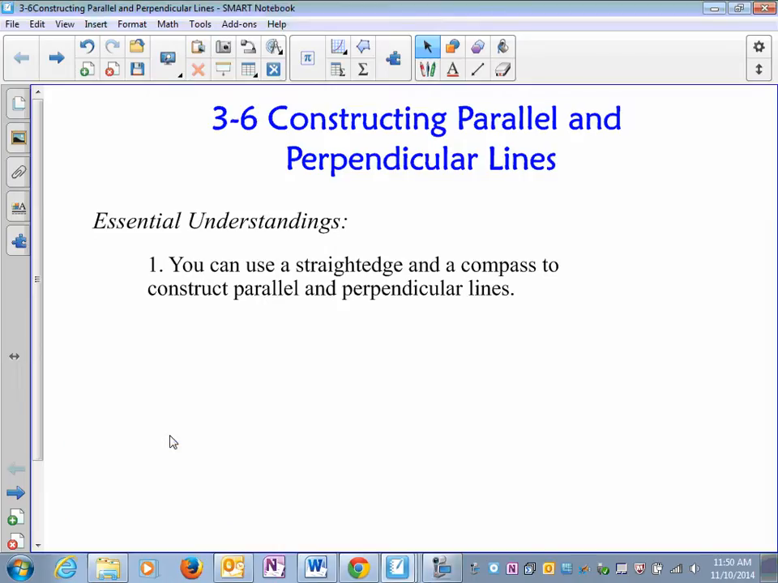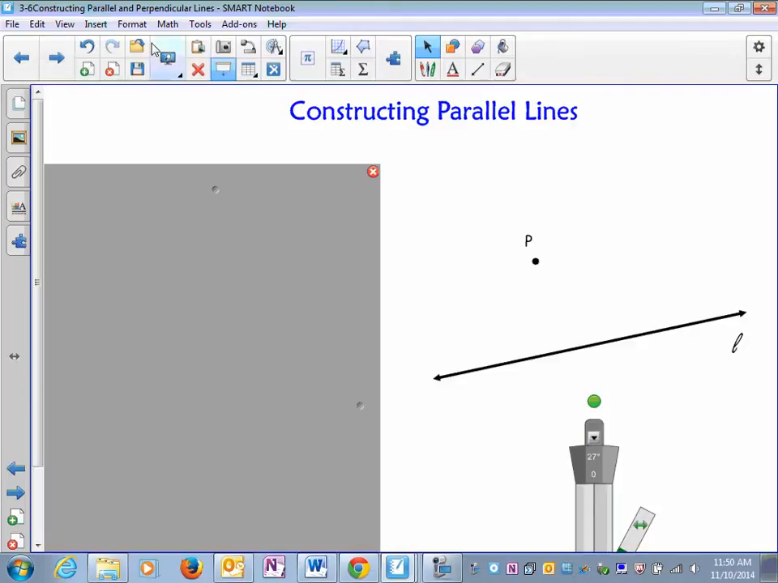These are the class notes for 3-6, constructing parallel and perpendicular lines. First, we're going to start with parallel lines.